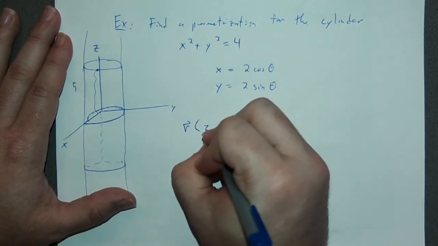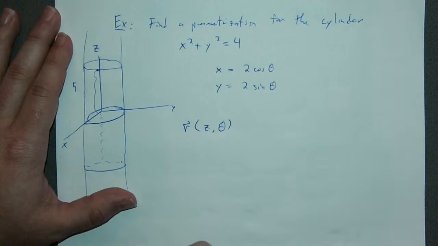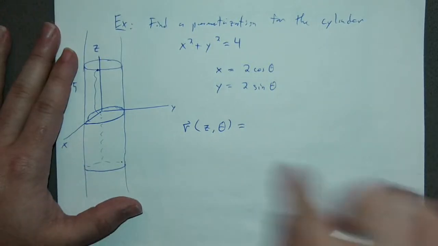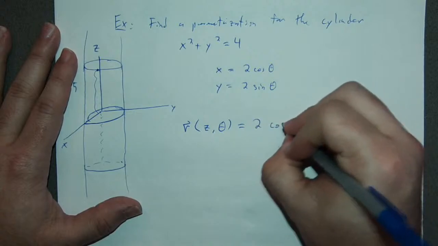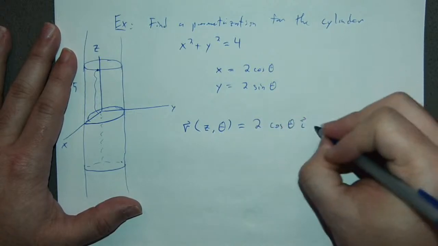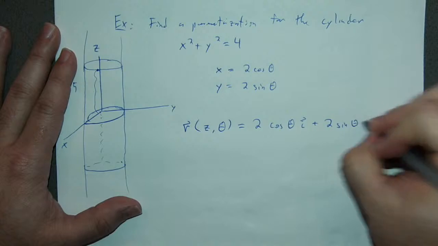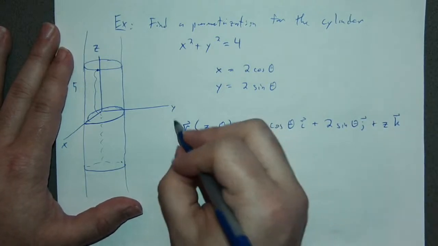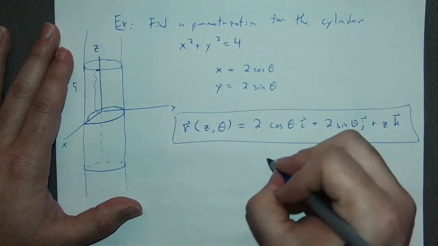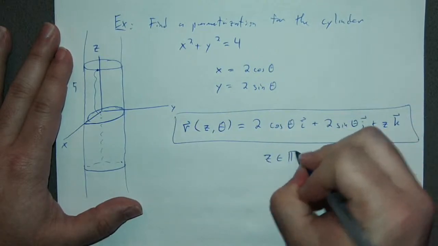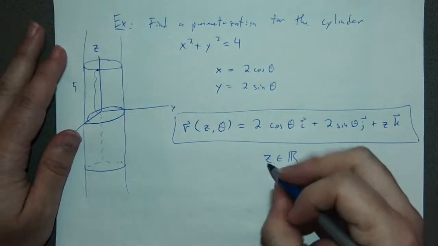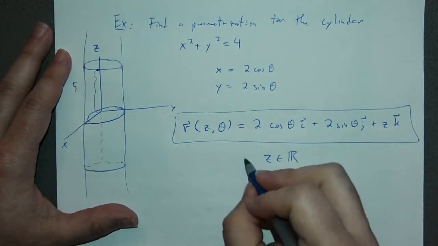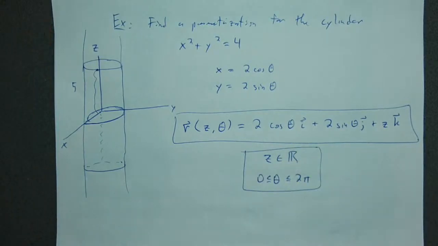I need 2 quantities, z and theta, or theta and z, whichever order you want to put this in. This would be 2 cosine theta i plus 2 sine theta j plus z k, where z is a real number, it can be anything, and theta is between 0 and 2 pi. So there's my cylinder.